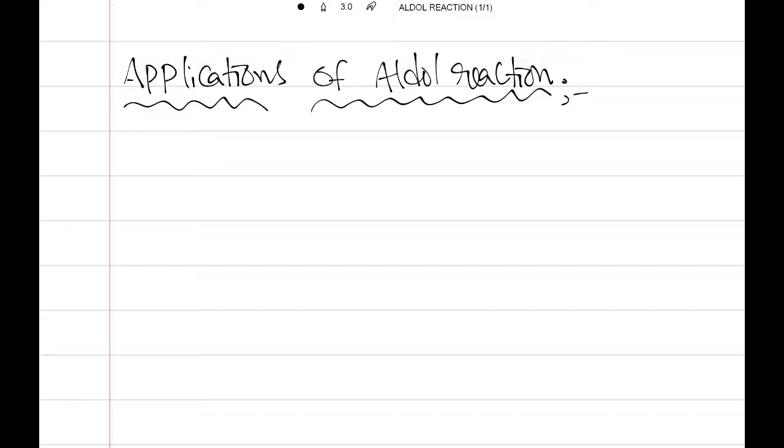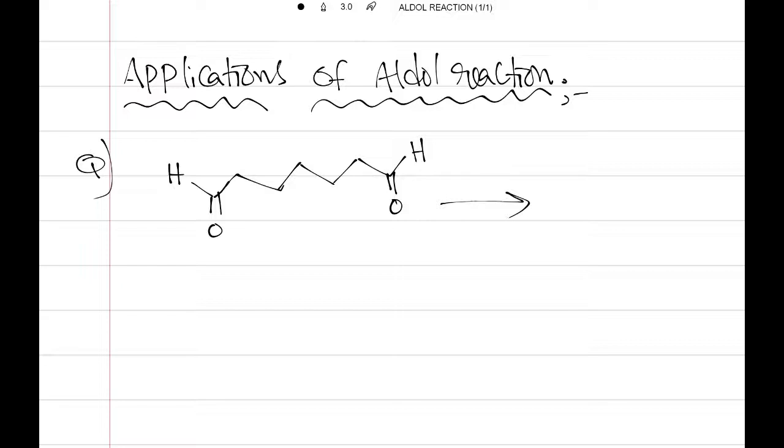Now I will start with an example. I am having an aldehyde, 1 2 3 4 5. So this is the double bond O hydrogen. This is also double bond O hydrogen. So this one I am having with me, and it undergoes the aldol reaction in presence of dilute base. So what is the product of the reaction, that we will discuss.